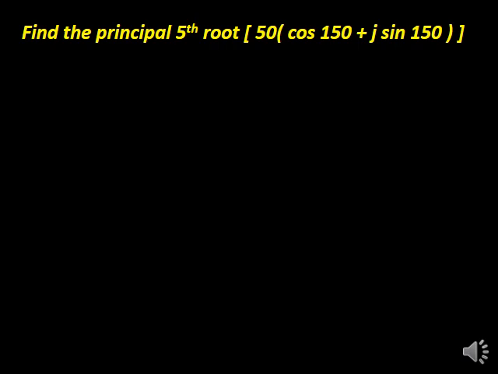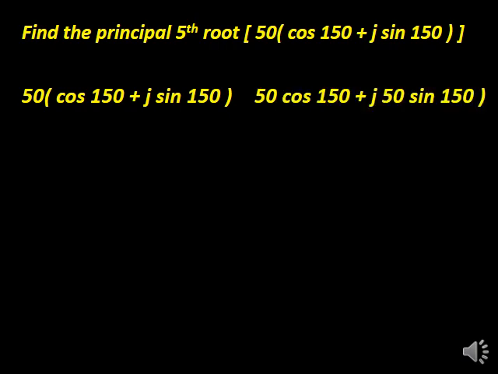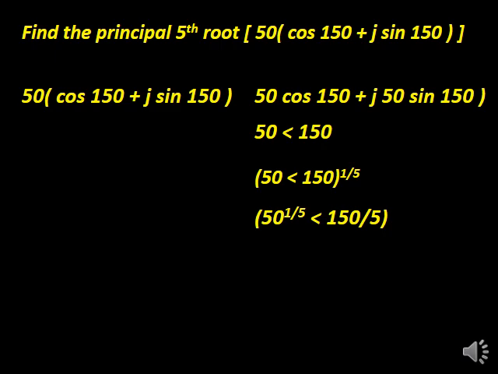Find the principal fifth root of 50 (cosine 150 plus j sine 150). This expression may be written as, if we distribute the 50 to the terms inside of the parentheses, this value. Note that this is equivalent to 50 angle 150. And we calculate the fifth root of this quantity. We raise 50 to 1/5, and then we divide the angle 150 by 5. Then this is the first root of our complex number, and this is the principal root.